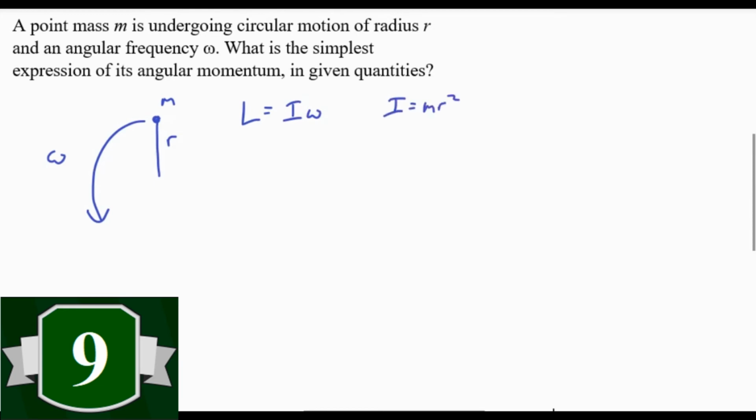one you have to memorize. It's I equals mr squared. Substitute in that mr squared and you are done. Angular momentum for a point particle is mr squared omega.